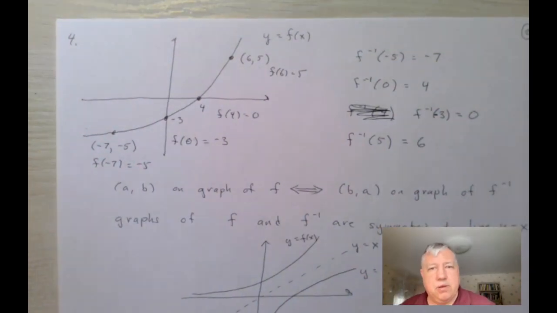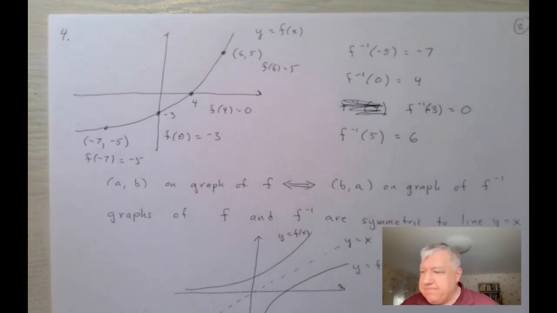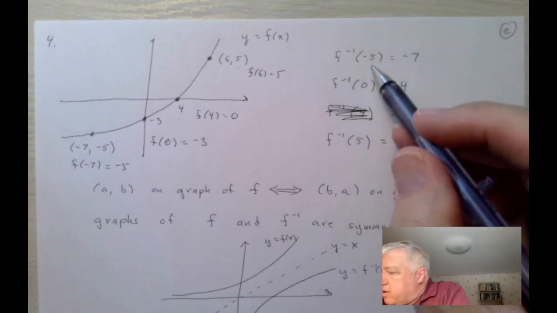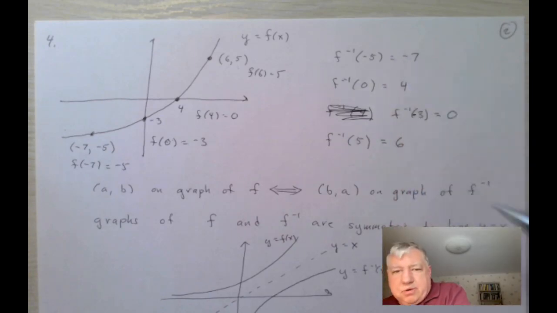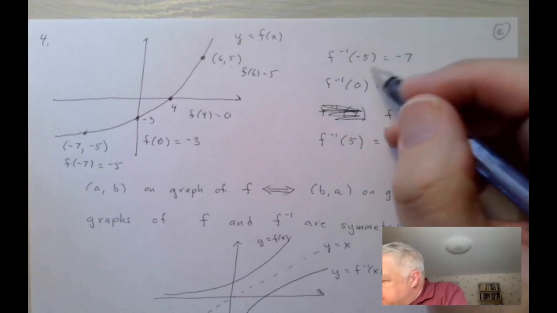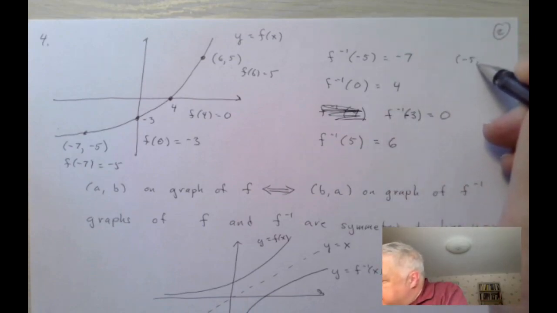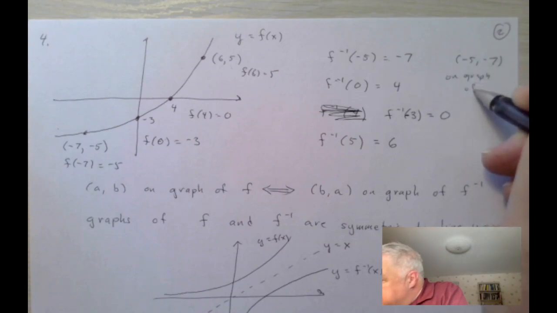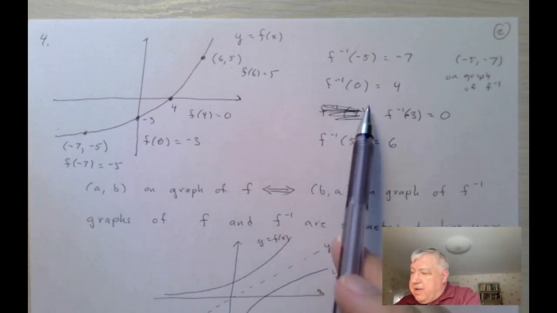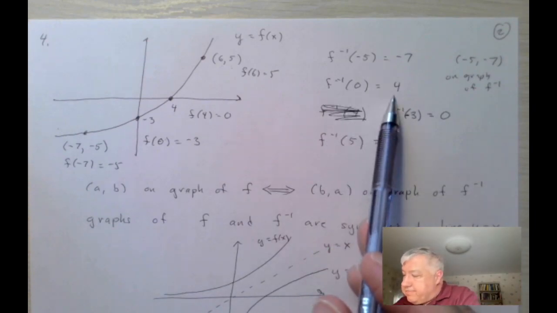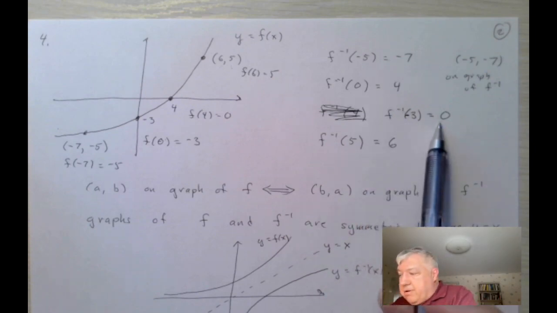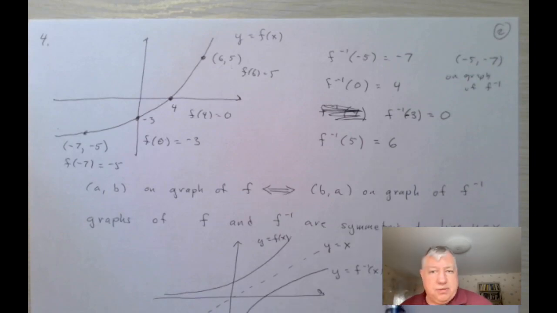All right. Okay, I'm glad you watched that video. Now, note that this means these correspond to points on a graph of f inverse, right? This would mean that the point -5, -7 is on the graph of f inverse, and similarly, 0, 4 would be on the graph of f inverse, and -3, 0 and 5, 6 would also be on the graph of f inverse, whatever that graph is.